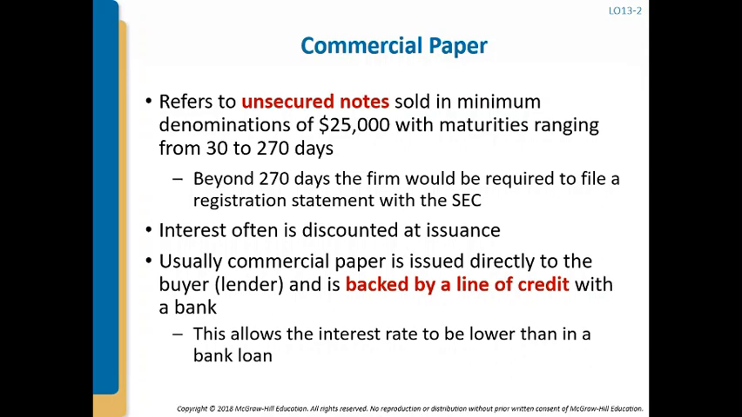Now, usually these commercial papers are issued directly to the buyer, and the commercial paper is backed by a line of credit with a bank. So you've actually got three parties involved here. And because these unsecured notes are backed by a line of credit with a bank, it allows the company to sell these unsecured notes at a lower interest rate than they otherwise could issue them at.